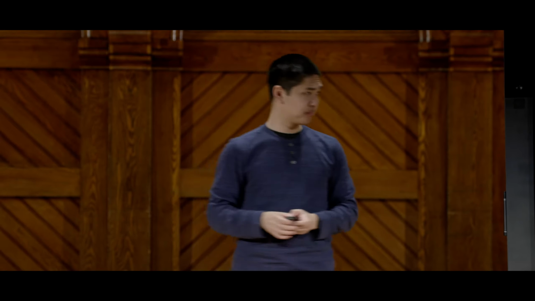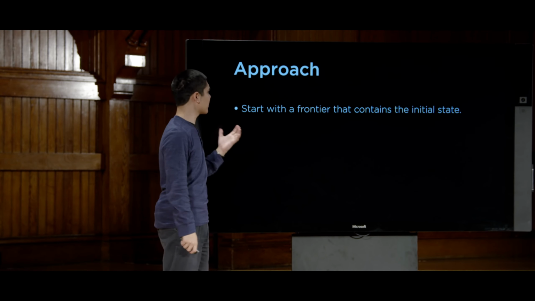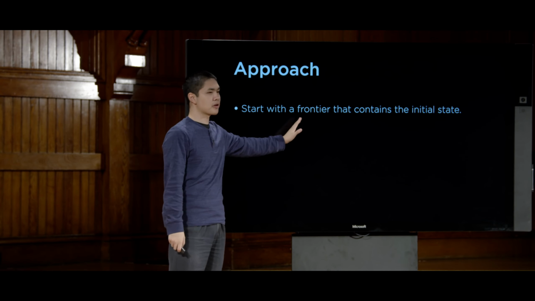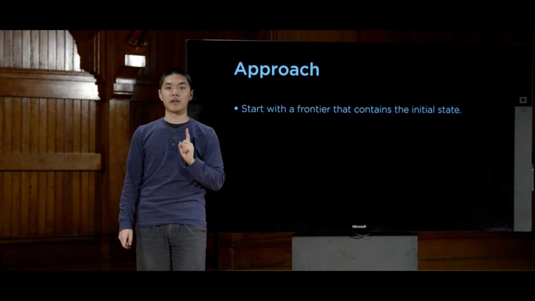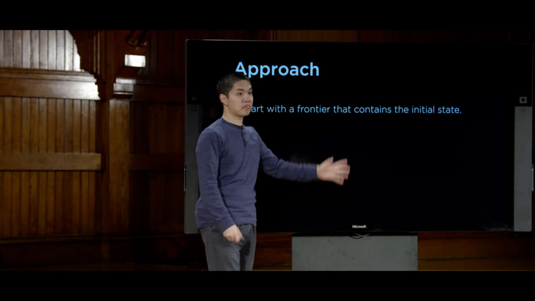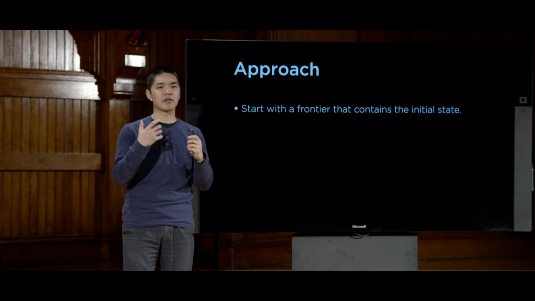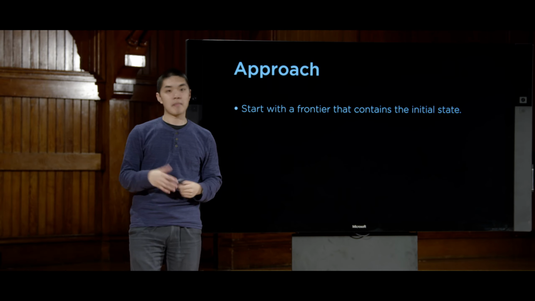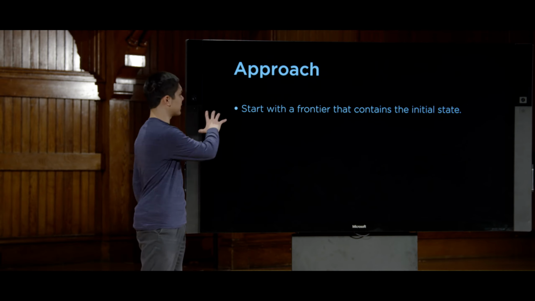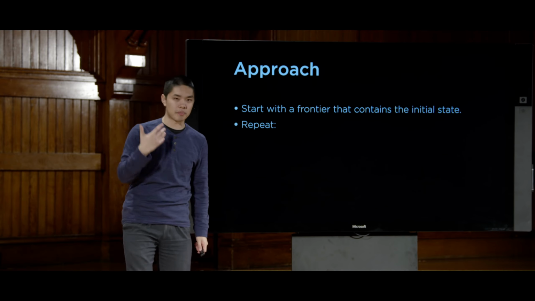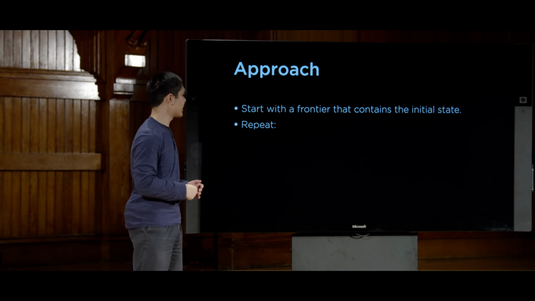The frontier is going to represent all of the things that we could explore next that we haven't yet explored or visited. So in our approach, we're going to begin the search algorithm by starting with a frontier that just contains one state. The frontier is going to contain the initial state, because at the beginning, that's the only state we know about. That is the only state that exists. And then our search algorithm is effectively going to follow a loop. We're going to repeat some process again and again and again.